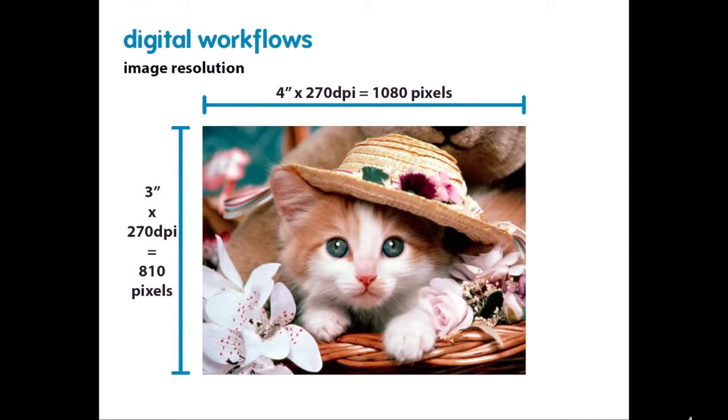And then by contrast, on the 3-inch side, if I multiply that by 270, it'd have to be 810 pixels. So in order to have a crisp and clean image that's 3 by 4 inches in a printed format, I would have to have no less than 1080 by 810 pixels.